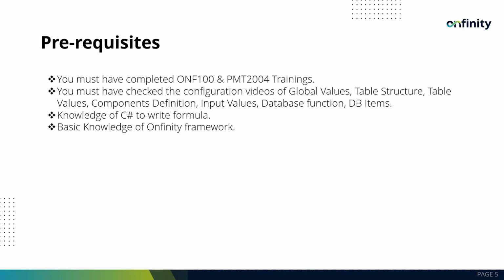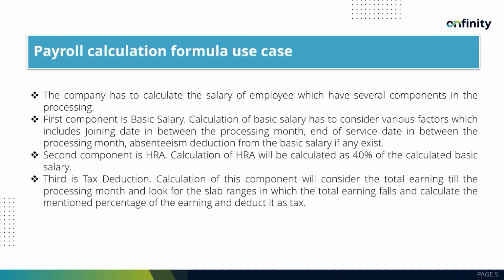The prerequisites are also the same. You must have completed ONF 100 and PMT 2004 trainings. You should have already checked the configuration videos for global values, table structure, table values, component definition, input values, database function, and database items. You should also have knowledge of C# to write formulas and basic knowledge of the Onfinity framework. Now we will cover the second component formula, which is house rent allowance.